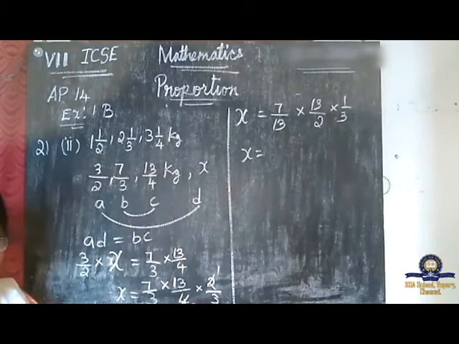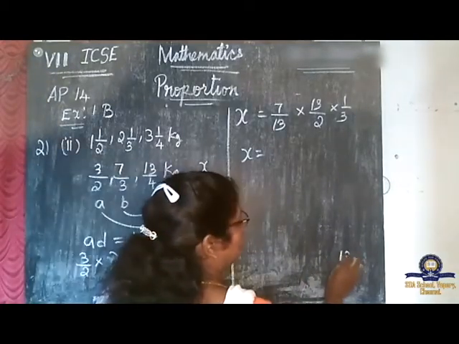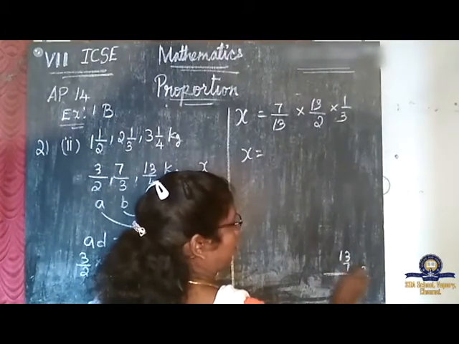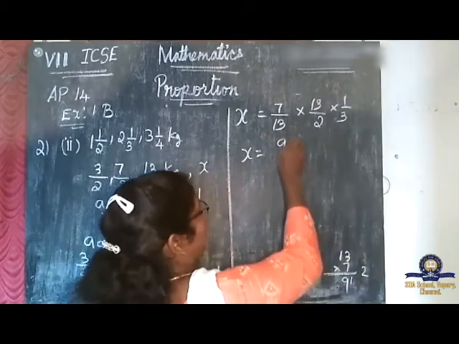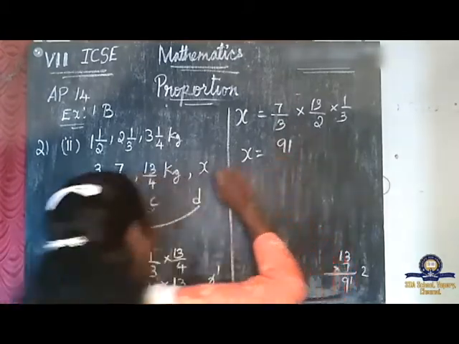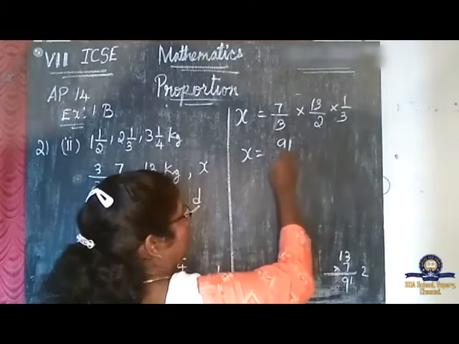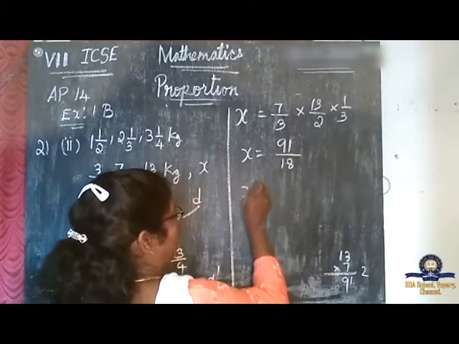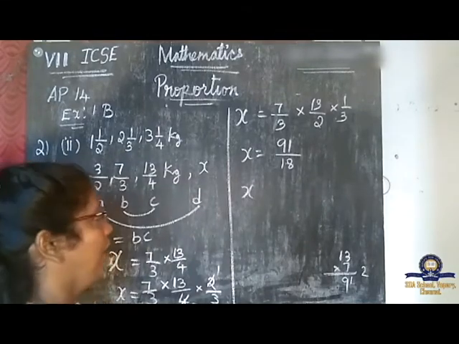Okay. So we'll multiply. 13 7s are how much? 13 7s: 7 3s are 21, 2 1 7s are 7, 7 plus 2 is 9. That is 91. Here 3 into 3 2s are 6, 6 3s are 18. So X is what? My fourth proportional is 91 by 18.